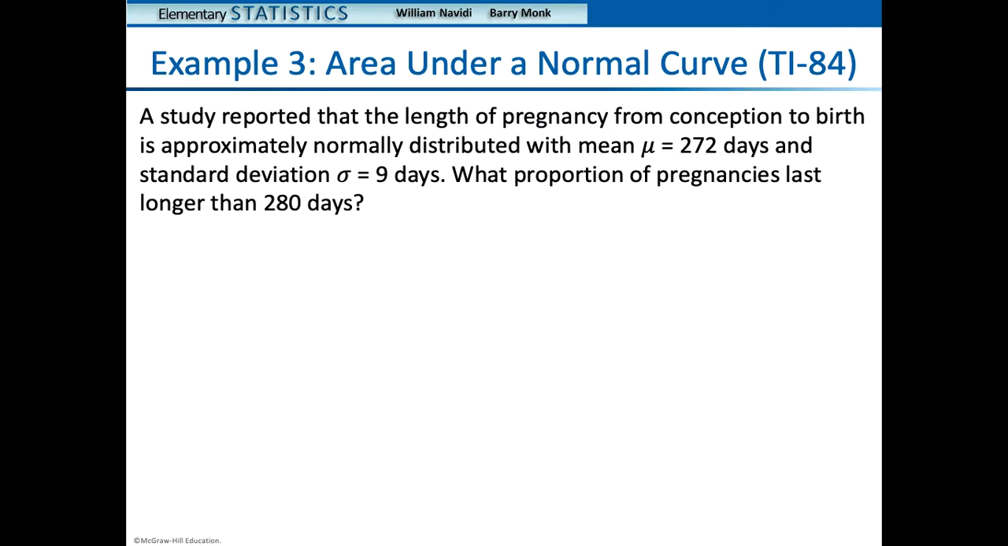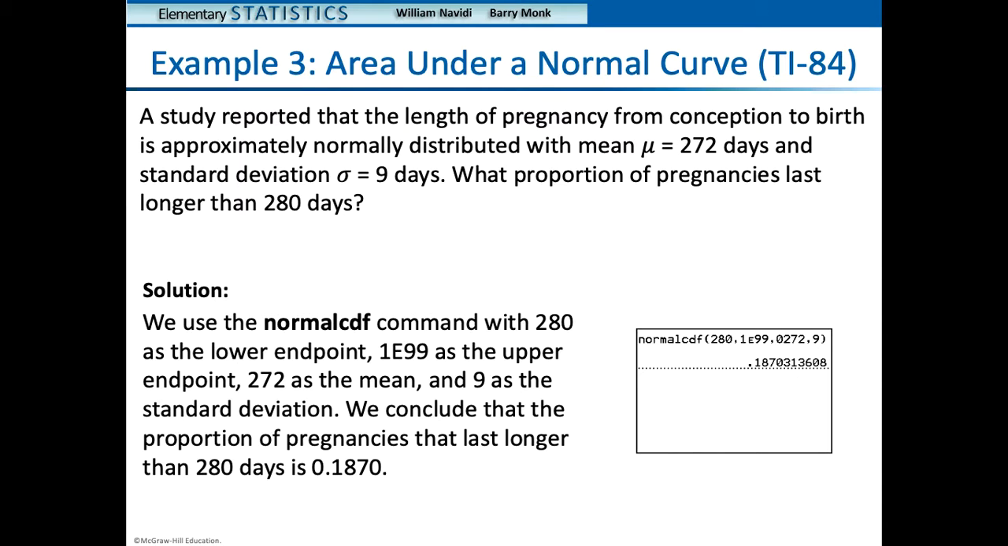What proportion of pregnancies last longer than 280 days? This time, because we're finding the area to the right, 280 is the lower endpoint, and the upper endpoint we would approximate as positive infinity by typing in 1e99. And again, 272 is the mean and 9 is the standard deviation, and then run the command, and we would get 0.187 as the result. Okay.